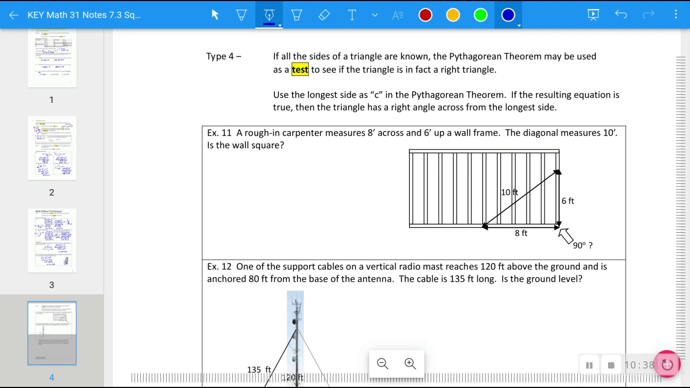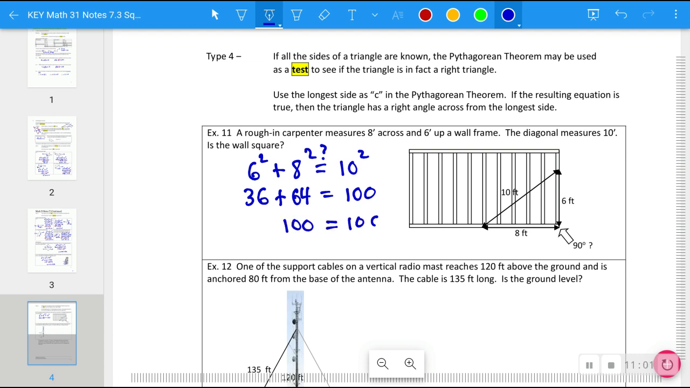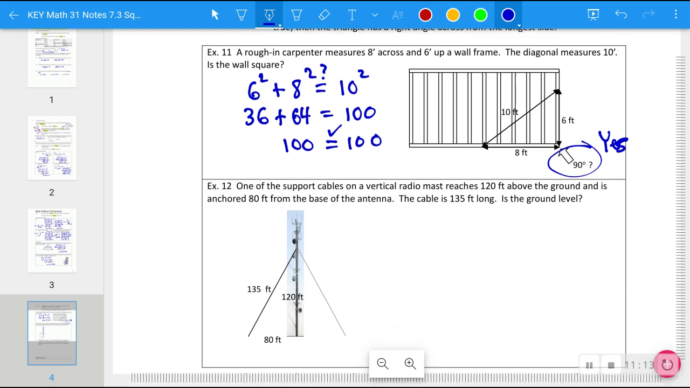So let's see if this actually works here. 6 squared plus 8 squared, does it equal the longest side 10 squared? You always want the longest side to be C, and we're going to put a little question mark above that equal sign. So 36 plus 64, and 10 times 10 over here, and you get 100 on both sides, which really is equal. And since that's true, then this 90-degree would be a yes. We've got a perpendicular angle there. It's square. That's how you want your wall to be.